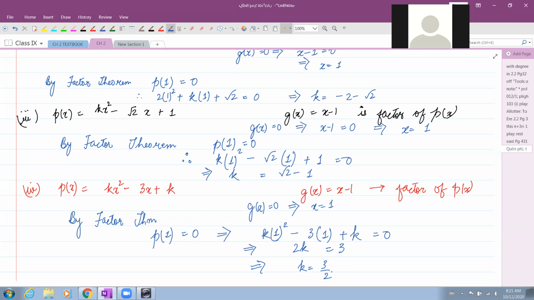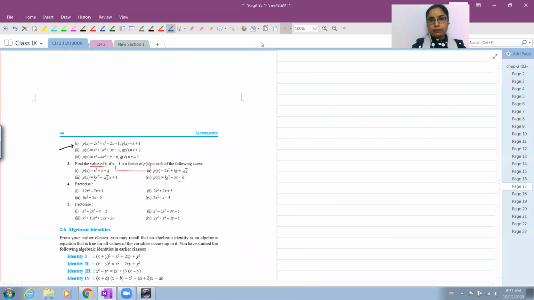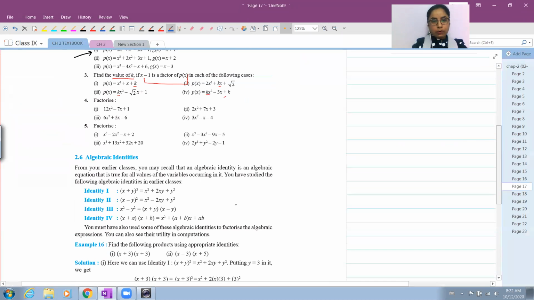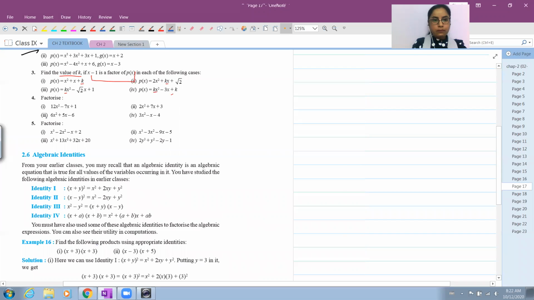Yes, ma'am. The second thing that I asked you was to revise the factorization of quadratic polynomials, because that's what the next question is about. Factorize the following. So I'm taking that up and we will be revising it side by side, if you have not done that on your own. So this is what we have here, factorize.